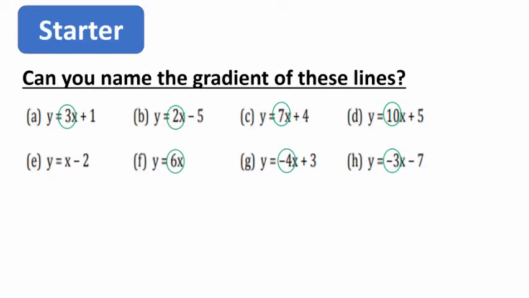So A is 3, B is 2, C is 7, D is 10, F is 6, G is minus 4, H is minus 3, and E is a little bit different. But E is 1. So well done if you got 1 for E.